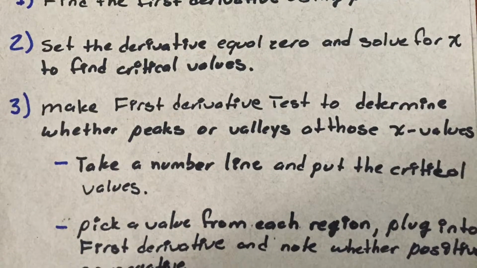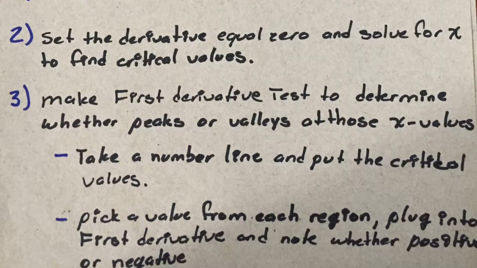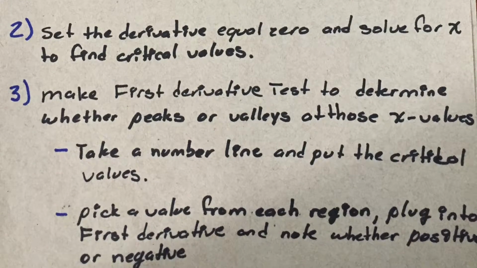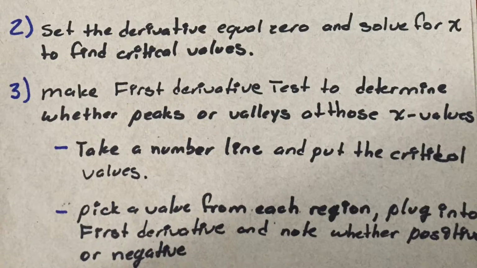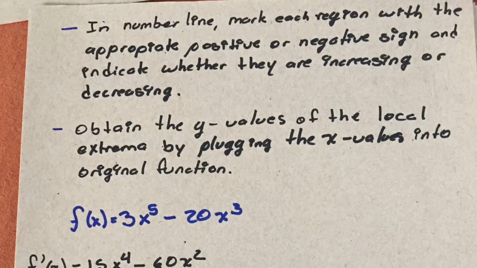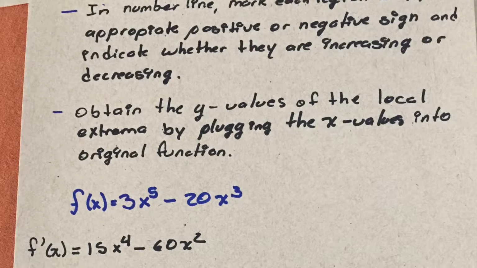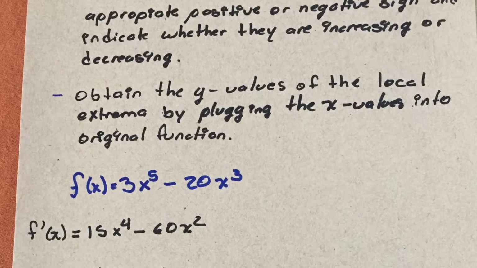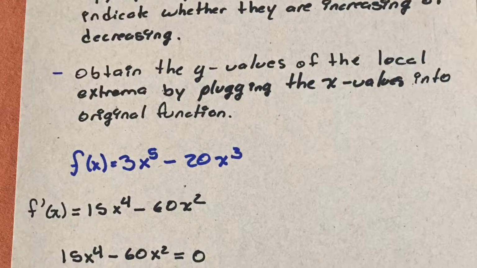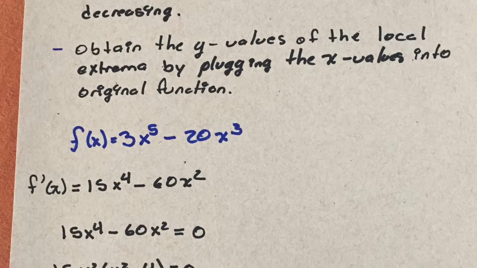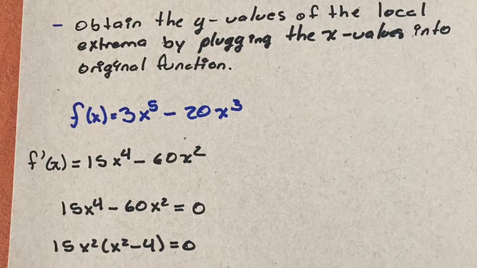Take a number line and put the critical values on it. Pick a value from each region, plug it into the first derivative, and note whether it is positive or negative. On the number line, mark each region with the appropriate positive or negative sign and indicate whether it is increasing or decreasing. Obtain the y values of the local extrema by plugging the x values into the original function.